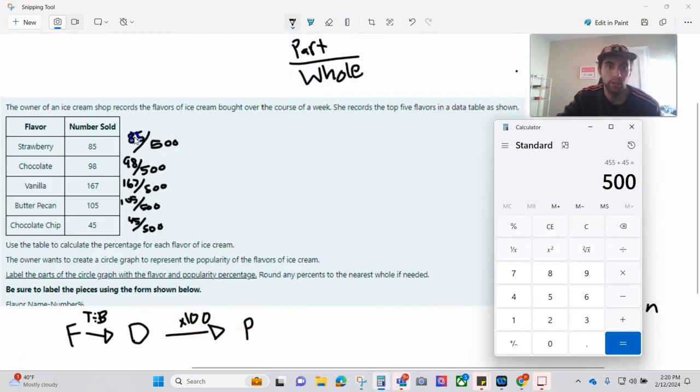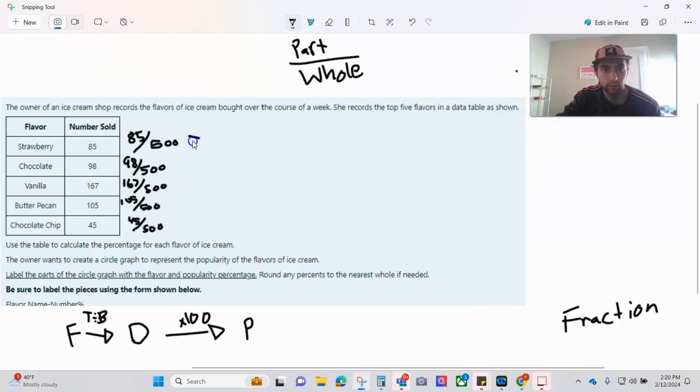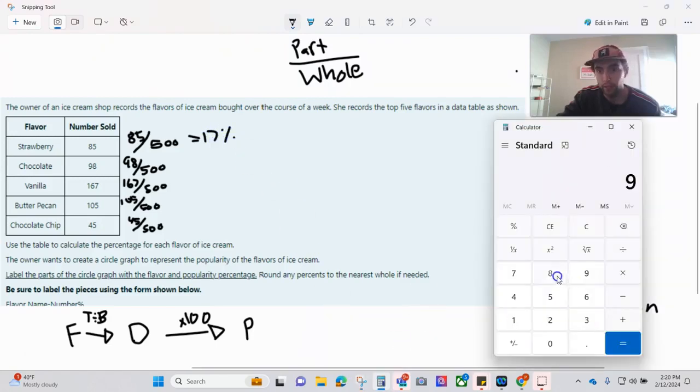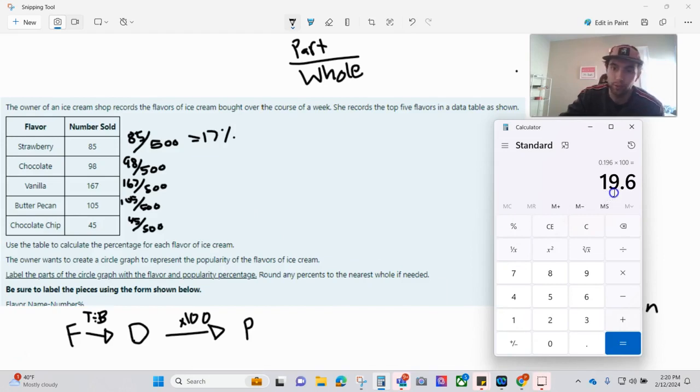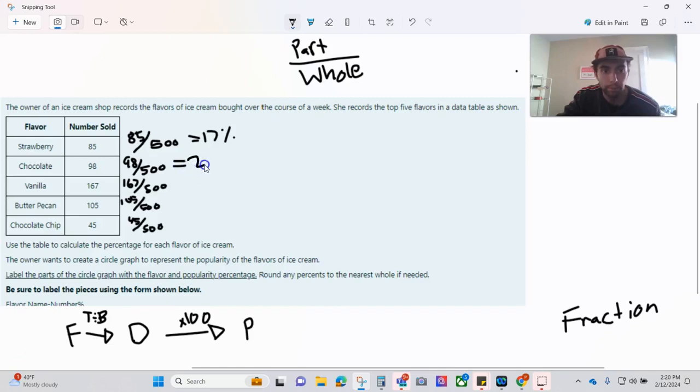With this first one, let's turn the strawberry fraction into a percent. Top number divided by bottom number, times 100: 17%. Now 98 divided by 500 times 100, 19.6%. Oh, but it says round to the nearest whole. 19.6, is that closer to 20 or closer to 19? It's closer to 20, so 20%.